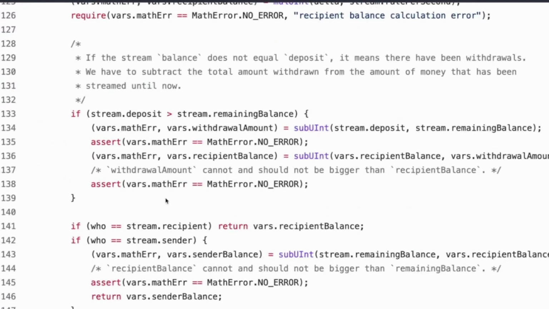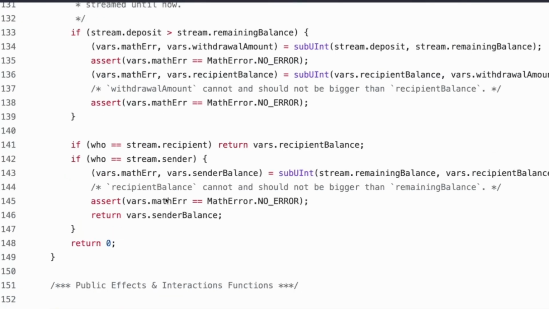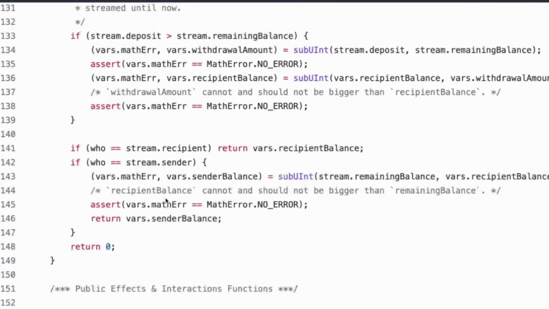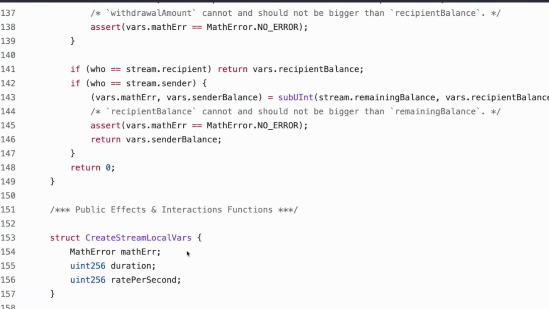Again, stream recipient, stream sender, you were right. If who equals stream recipient, so basically if it's the person who's receiving the funds that's calling the function, it returns the recipient balance. Whereas if it's the sender, in other words, the person who put it in, like Tam giving her children allowance, then they just work out the remaining balance minus the recipient balance and return that. So if your kids were calling this, it would just return the recipient balance. Yes. And if I call it, I see how much is left. Have my kids gotten their money? Yeah. Cool. And maybe we'll think of more use cases soon.